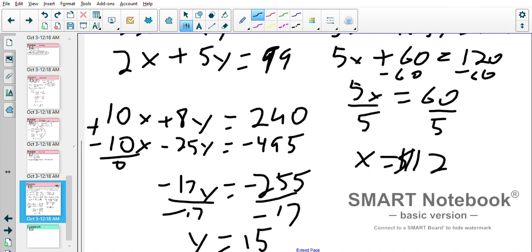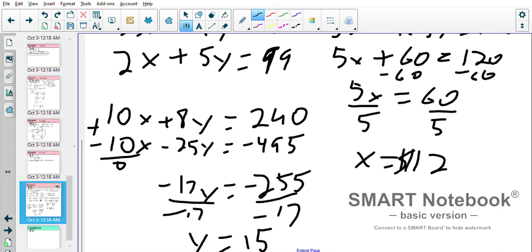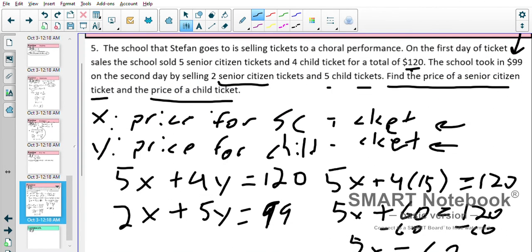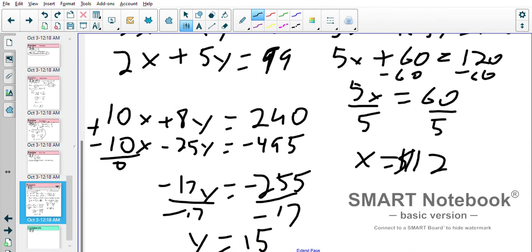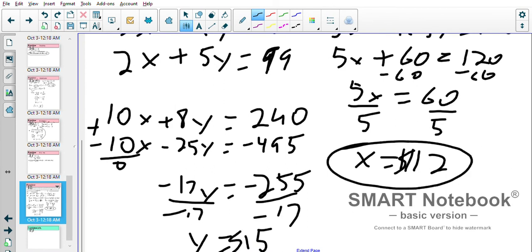So the child tickets, or no, those were the senior citizen tickets. The price for the senior citizen tickets was $12. So $12 for the senior citizen tickets, $15 for the child tickets, and we now have both of our totals.